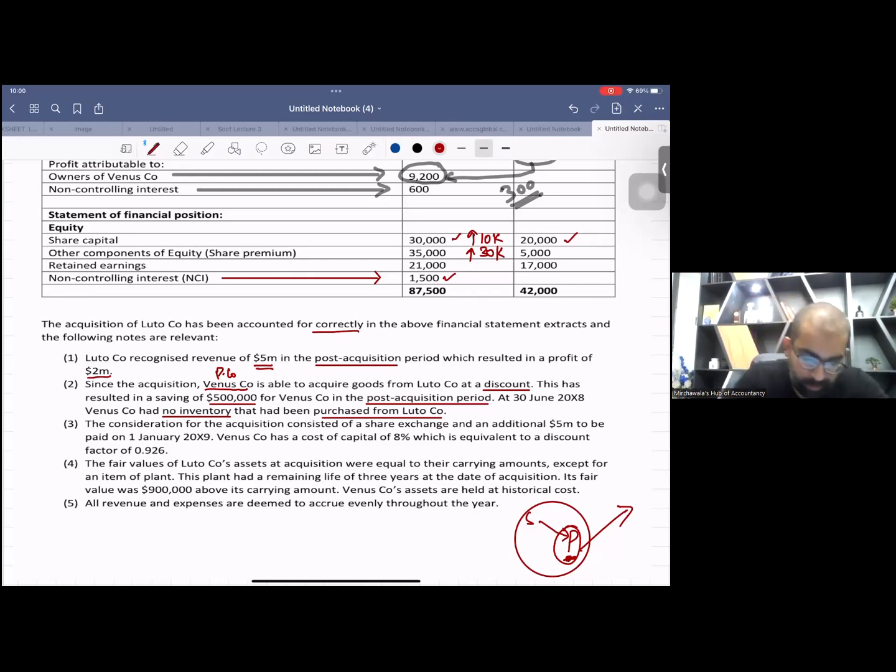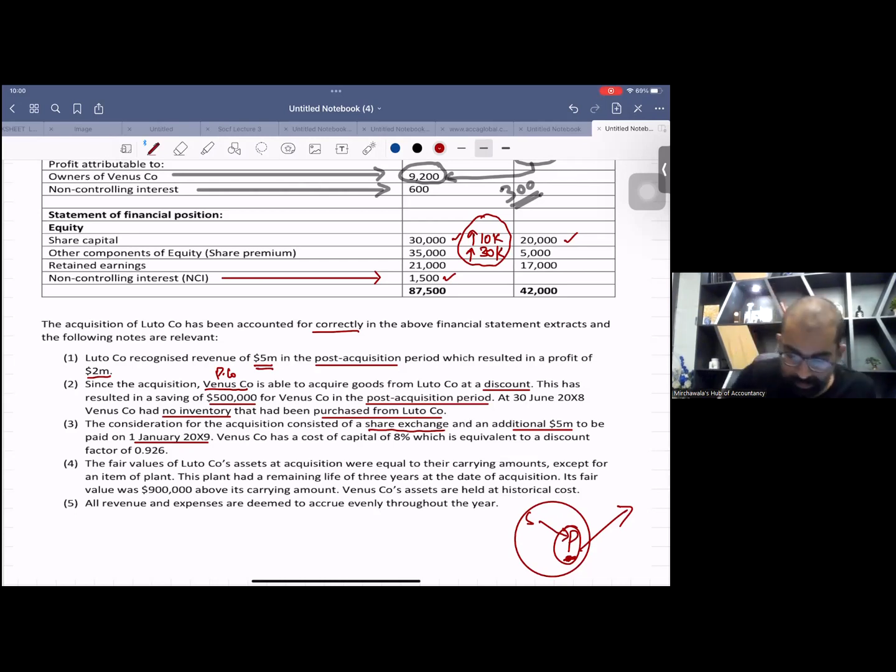Yes. Now, the consideration for the acquisition consisted of a share exchange. The COI, the cost of investment, consisted of a share exchange. You can see this 40K. We have issued new shares of 40K to the owners of S company. This is one, and an additional 5 million to be paid on 1st of January X9. That means this is deferred consideration. You promise to pay for deferred consideration.